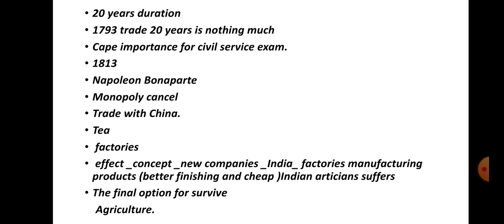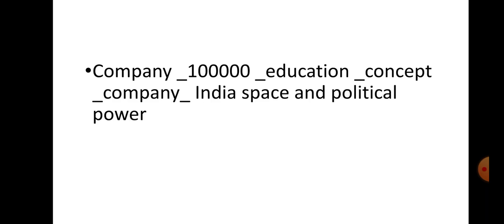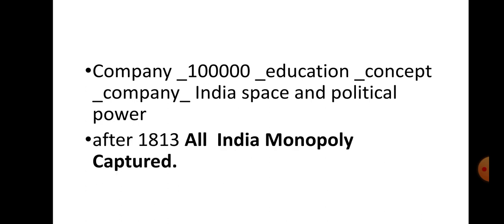Here they took a step back and went for another route, because at that time there were no Indian people who were highly educated. So because of this they had only one option, to go and work in agriculture. So this is what happened in 1813. And next thing, the company took 1 lakh. The company came up with a new thing, that is 1 lakh rupees for education. When they came here, they said that our company is going to give importance to education, but it didn't do so. Then after 1813, all India monopoly captured.